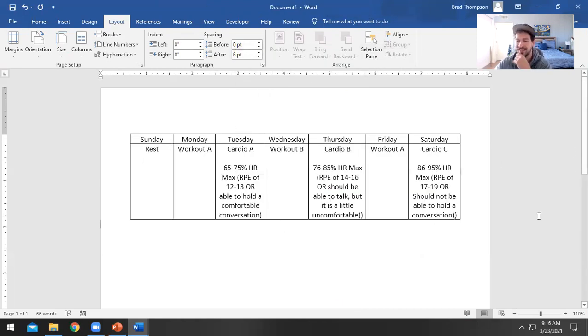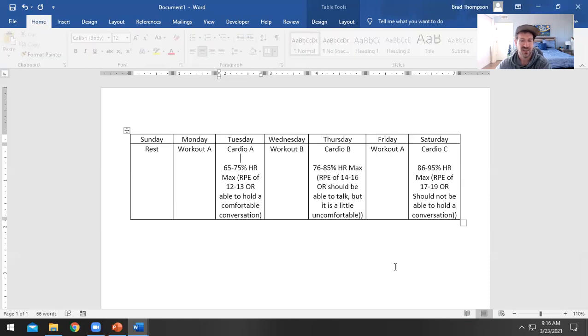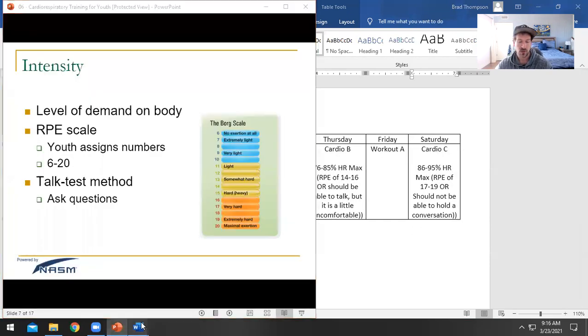There we go. So you should be able to hold a conversation pretty comfortably in zone one, kind of struggle to talk in zone two, and in zone three, not talking. Those are the different methods we can use. This is measuring our frequency. We see a frequency of 3 days per week. We see an intensity of low, medium, and high.